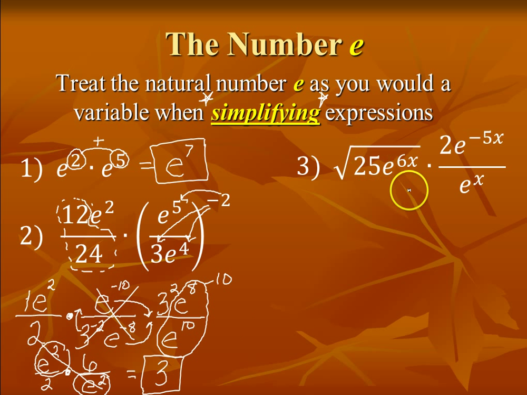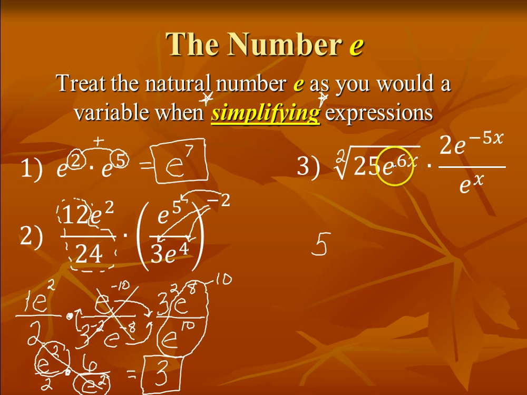Next part. Square root of 25 e to the 6x times 2 e to the negative 5x divided by e to the x. Don't let these x's confuse you. They're all x's. So let's just treat them the same way we've done everything else. So let's start with the square root. Square root of 25 is 5. This is a square root, so this is a 2 inside of my root.